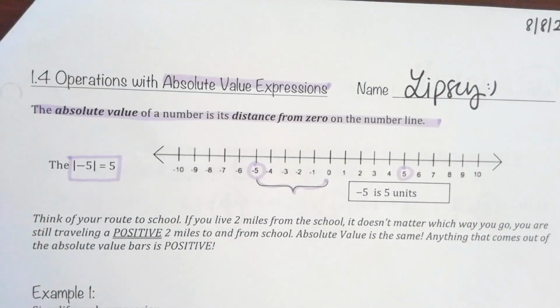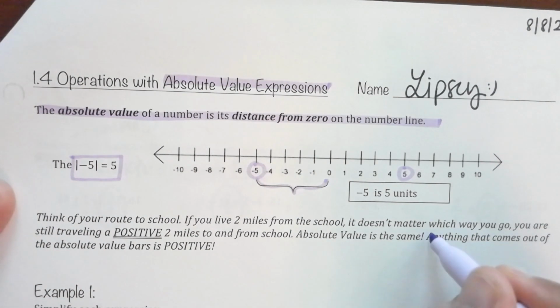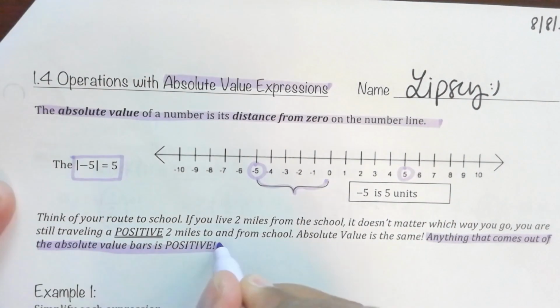It says, think of your route to school. If you live 2 miles from school, it doesn't matter which way you go, you are still traveling a positive 2 miles to and from school. Absolute value is the same. Anything that comes out of the absolute value bars is positive.